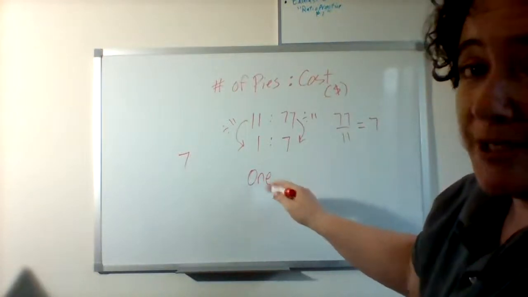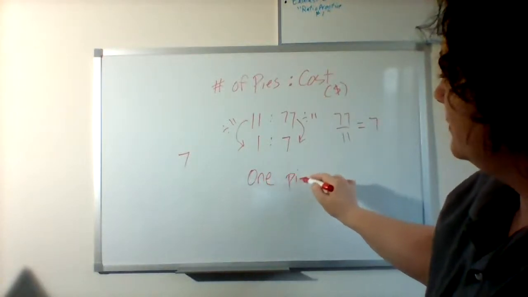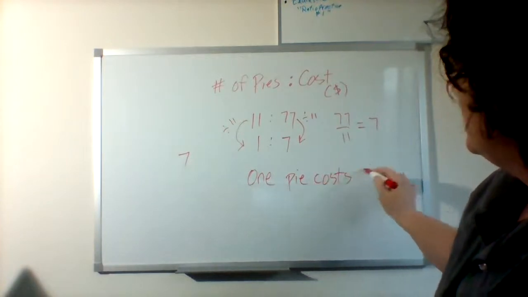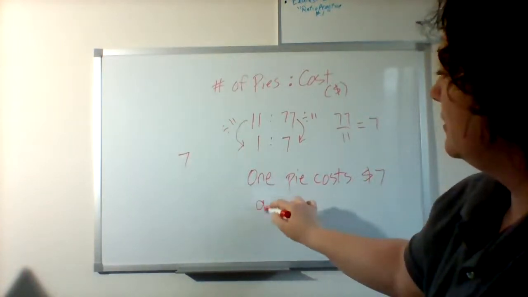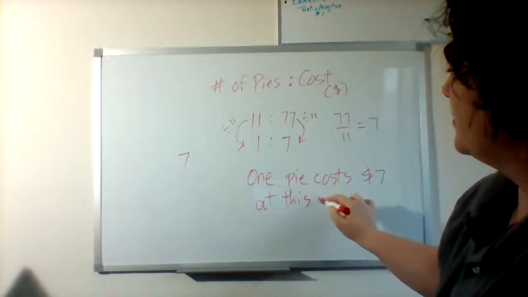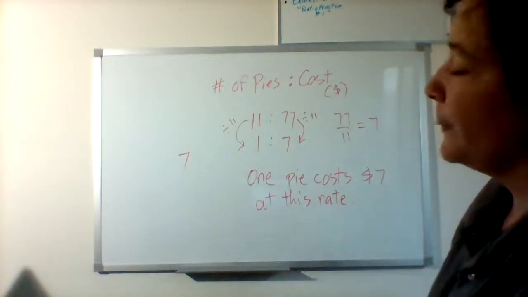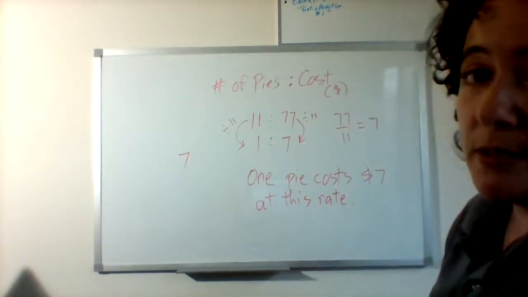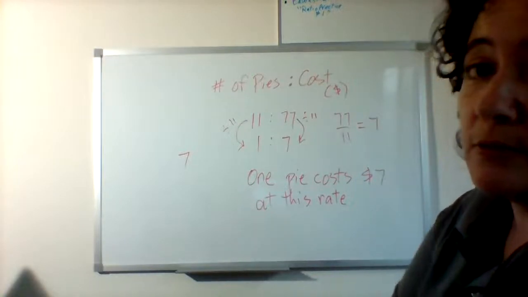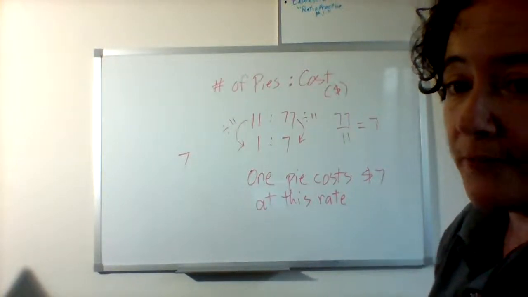So here's our answer statement. 1 pie costs $7 at this rate, at this particular rate. $77 for 11 pies at that rate.